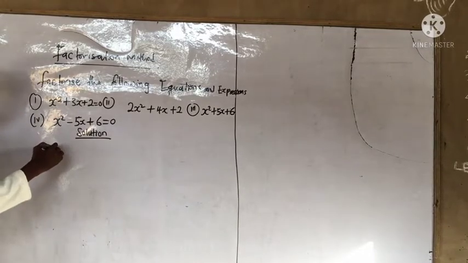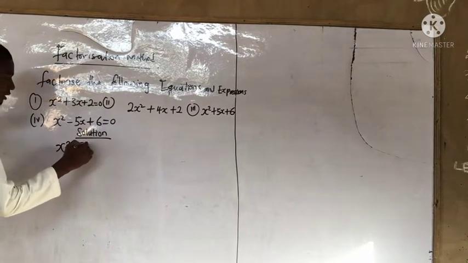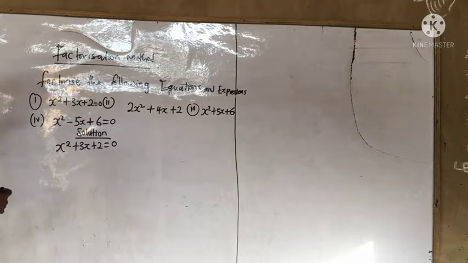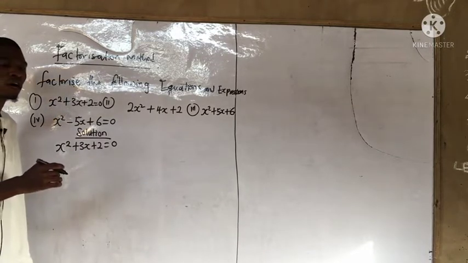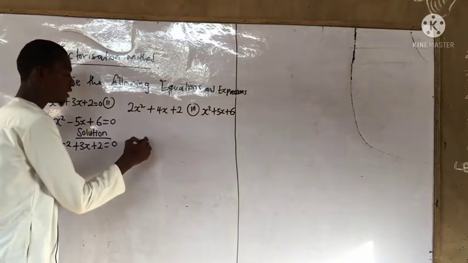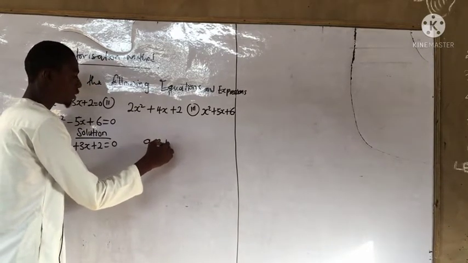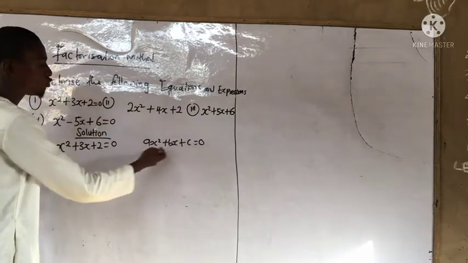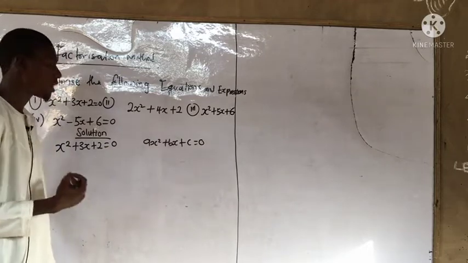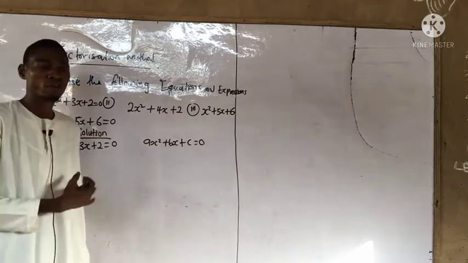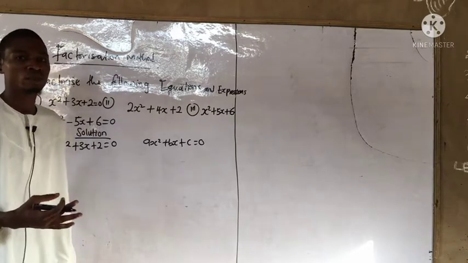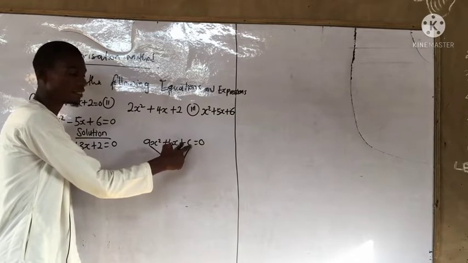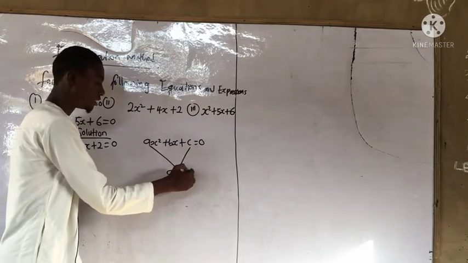Now the first question: you have x squared plus 3x plus 2 is equal to 0. To solve this kind of question, don't forget the form of the quadratic equation, which is ax squared plus bx plus c is equal to 0. This expression is called a quadratic equation. If you want to solve this using the factorization method, you just have to multiply the coefficient of x squared with your constant c, which is a multiplied by c, and this will give you what?